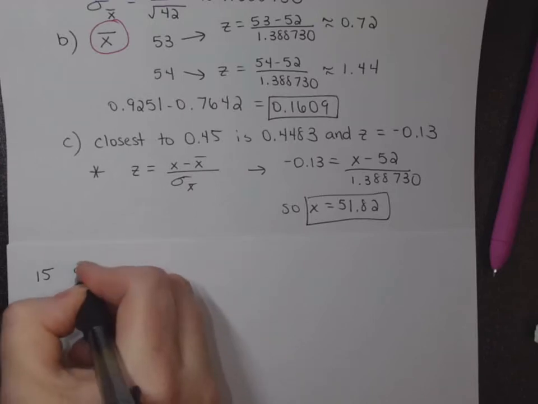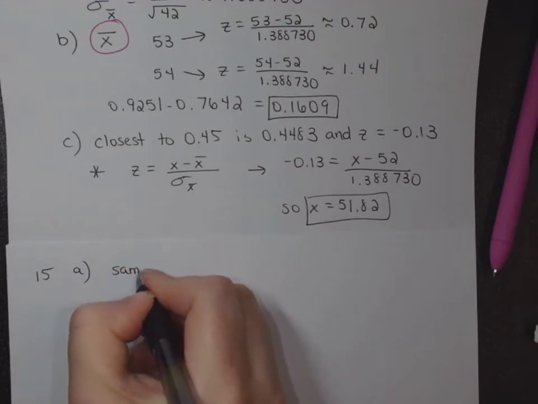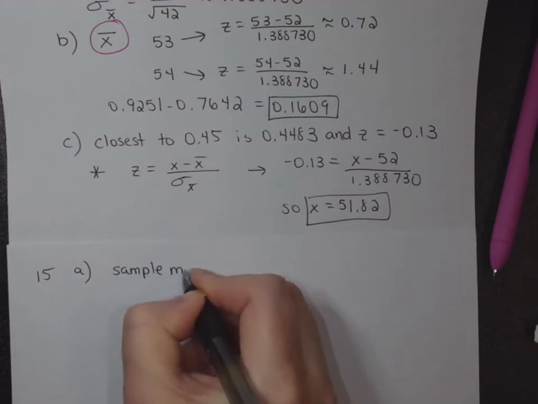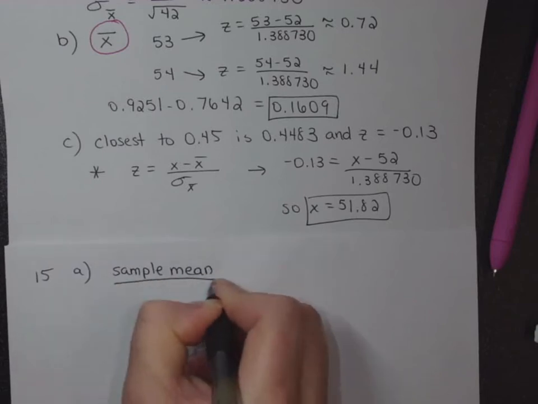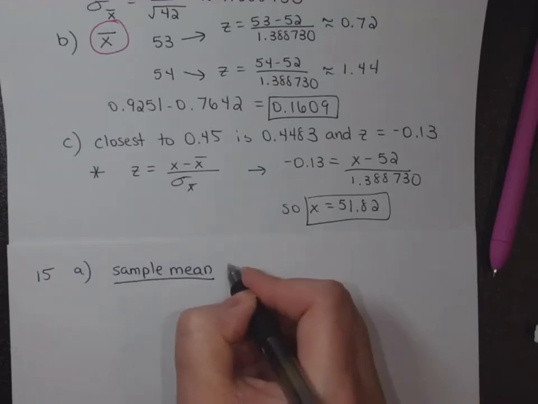So 15a says, what is the probability that the sample mean is greater? So when you see the word sample mean, then we have to use our X-bar stuff. So we want the probability that the sample mean is greater than 2.